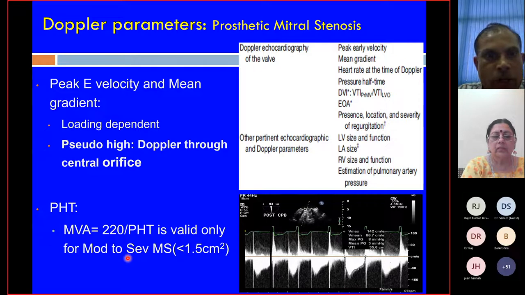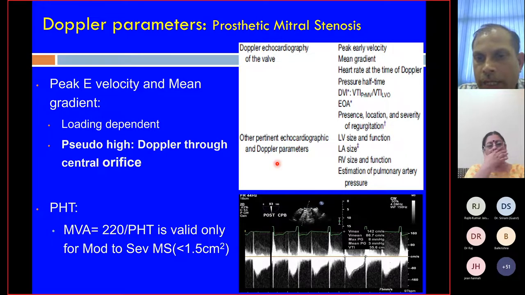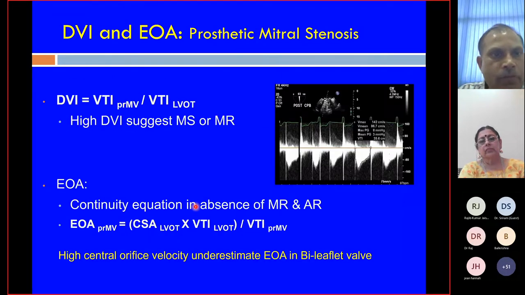While measuring Doppler parameters, you should also look for collateral damage. You should look at the LV size and function, similarly RV size and function, and estimate the pulmonary artery pressure.